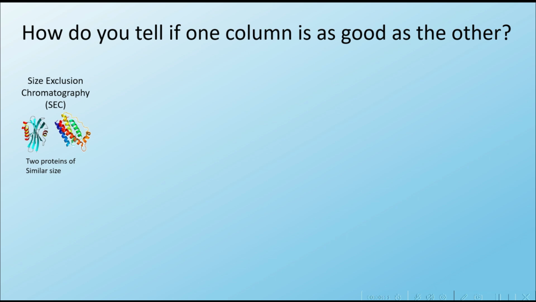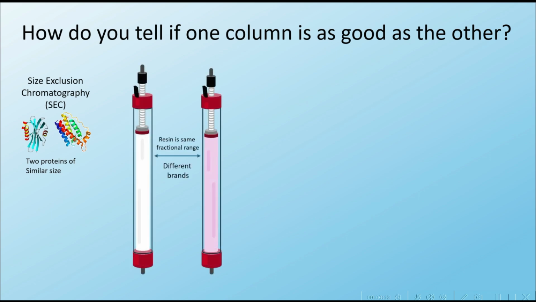Imagine a situation where you are doing size exclusion chromatography, trying to separate two closely related proteins. You have two columns, each one has the same fractional range, but the resins are from different manufacturers. So, how do you know if one is better than the other?